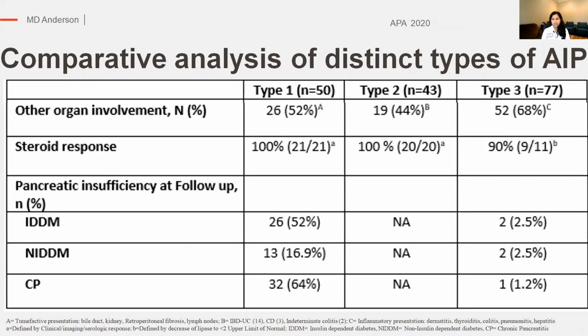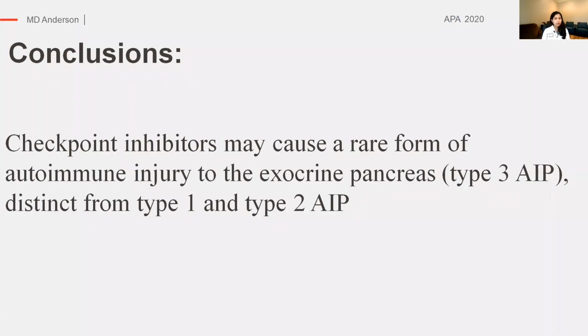While the definitions for steroid response may vary, we note that immunosuppression seems to improve all three clinical entities. Similar to type 1 AIP, type 3 might also pose some long-term exocrine and endocrine pancreatic insufficiency, although this risk is substantially lower. We therefore conclude that checkpoint inhibitors may cause a rare form of autoimmune injury to the exocrine pancreas that we call type 3 AIP, that is distinct from both type 1 and type 2 AIP.